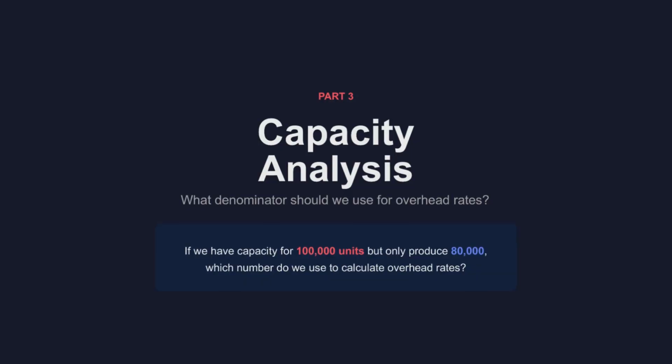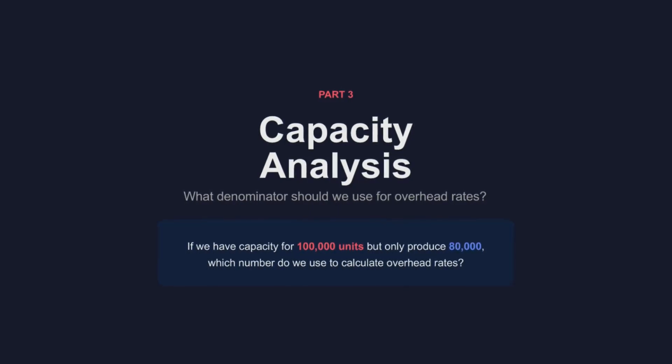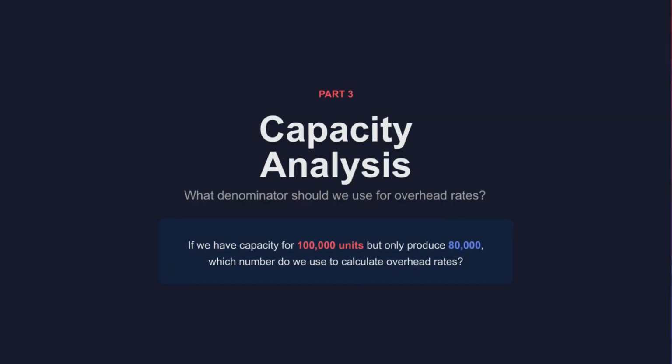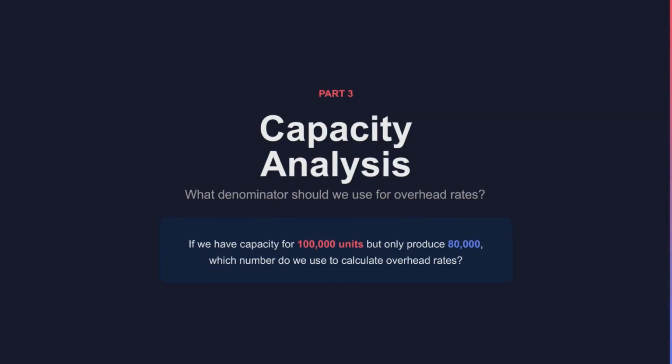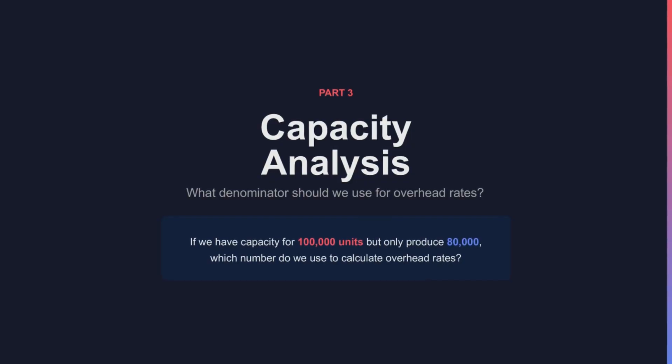How to determine the correct denominator for overhead rates. Compare the 100,000 unit capacity with 80,000 units produced, prompting the question: should our calculations be based on full capacity or actual production levels? Consider both carefully when choosing.